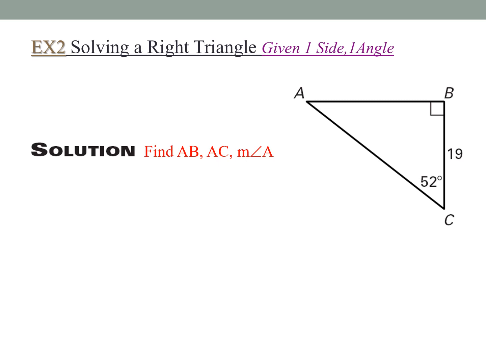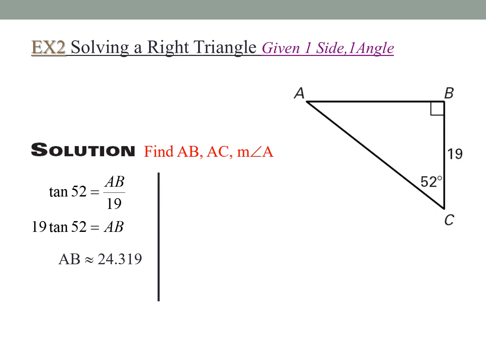Now we're going to find the AB first. AB, according to angle C, is opposite, and BC, which is 19, is adjacent. Opposite and adjacent, we are going to use tan. Then tan 52 equals opposite, which is AB, over adjacent, which is 19. By cross multiply, AB equals 19 multiplied by tan 52, which approximately equals 24.319.